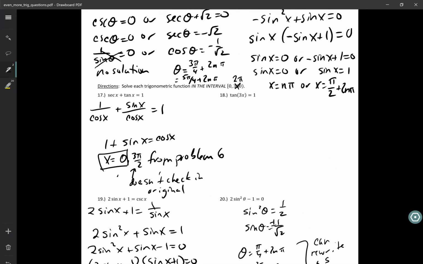All right, let's look at 18. Tangent 3x is equal to 1. So this one already has the tangent isolated for us. Tangent is equal to 1 at pi over 4. That's the angle in quadrant 1. It could also be in quadrant 3, but remember the period for tangent is just pi. It's not 2 pi. So I can get all of the solutions by just putting a plus n pi here. Now we can divide by 3.